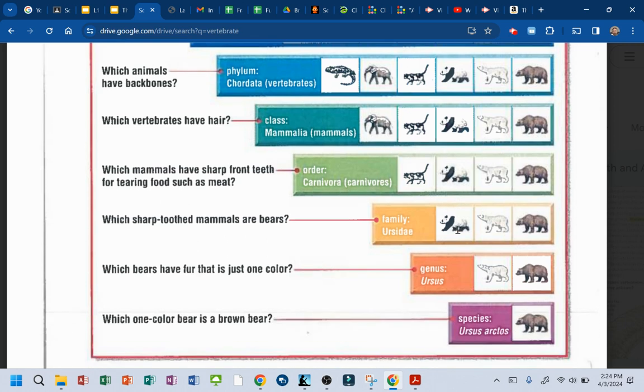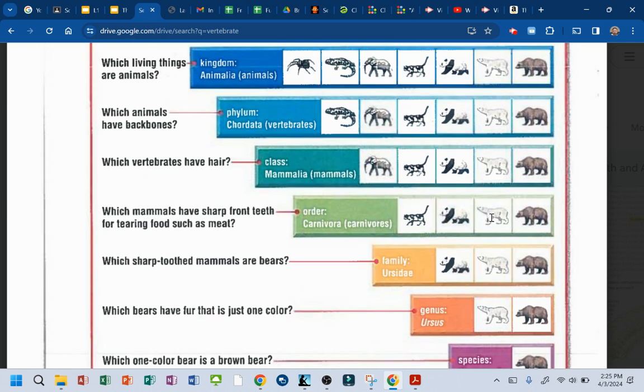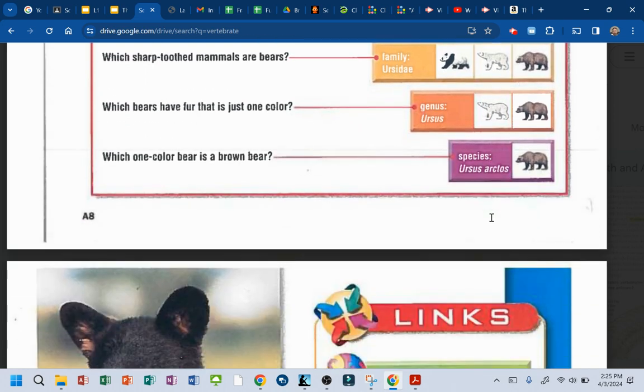See, now the elephant's not in there. Which sharp toothed animals are bears? All right, so now we have three different types of bears. Which bears have fur that is just one color? Okay, so the genus, you have the polar bear and the brown bear. Which one color bear is a brown bear? Species, Ursus arctos, the brown bear. See how we narrowed it all the way down to the brown bear. All right.